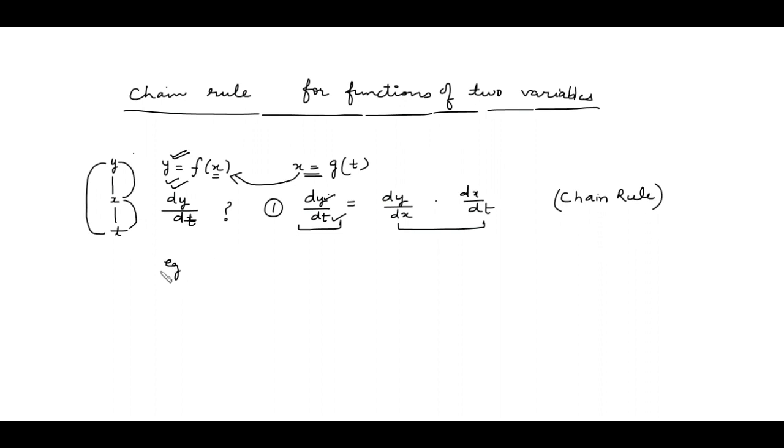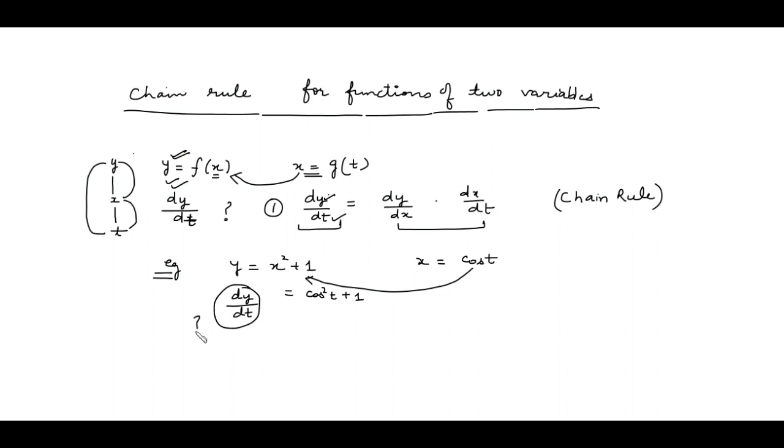Now just see, with the help of an example, let's suppose y is given to us as x square plus 1 and further x is given to us as cos t. We want to find the derivative of y with respect to t. One way is, you can substitute the value of x and convert the function in t, and now you can find dy by dt. So what will be dy by dt? This comes out to be 2 cos t into minus sin t. So this is minus sin 2t.